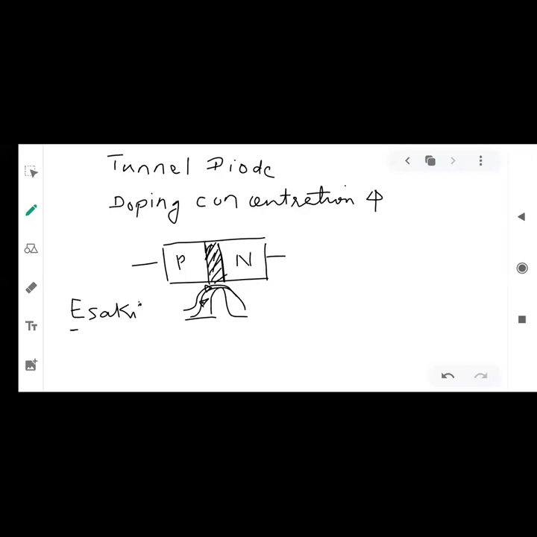Okay, this was the person who invented the tunnel diode. He proposed a theory, because people already had a little idea that if the doping concentration is increased, then some irregular behavior can be seen in the PN junction diode. But nobody was able to describe why that is happening. So Esaki was the first person to tell what happens if the doping concentration is increased.